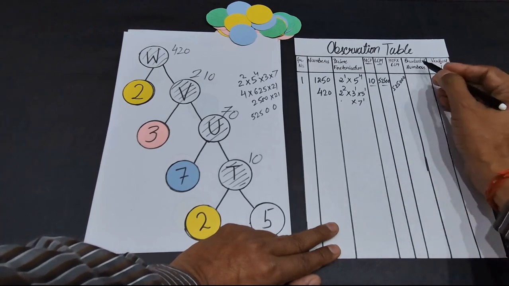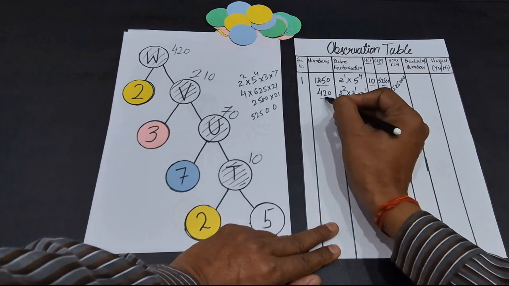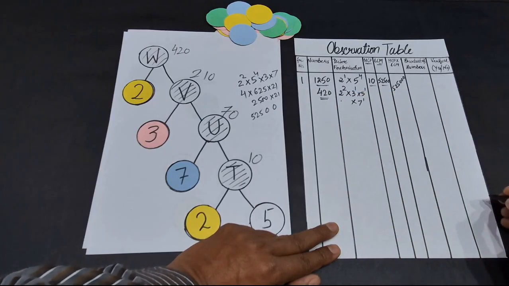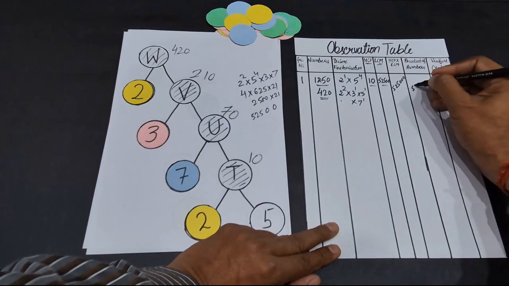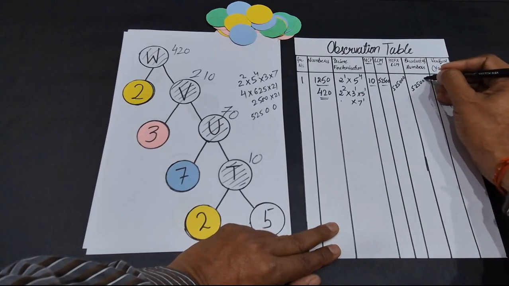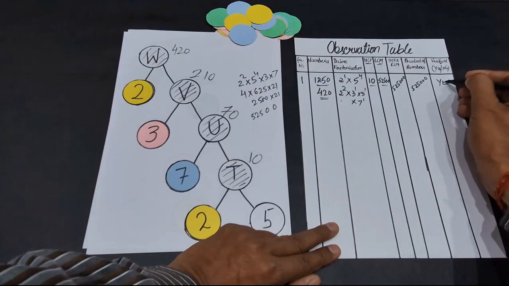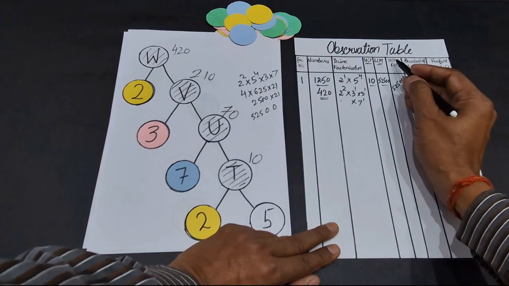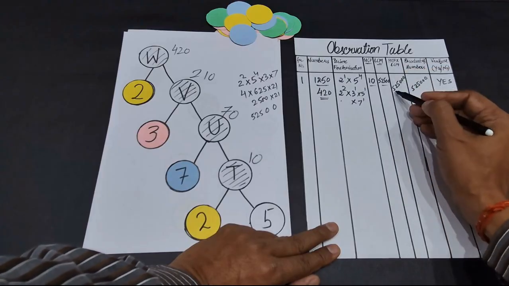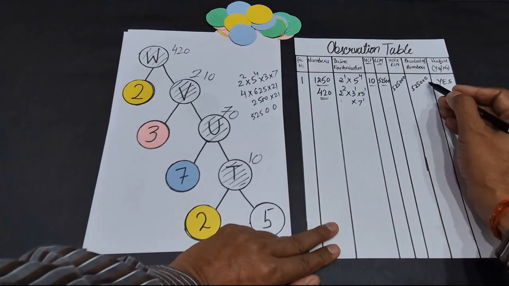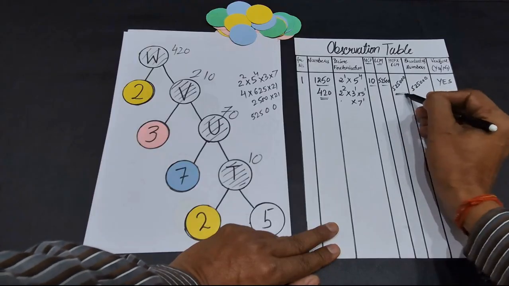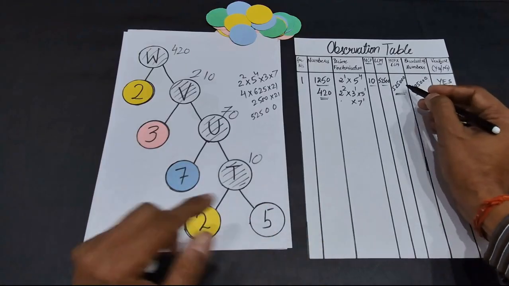52500, and the product of the numbers 1250 and 420 will again come out to be the same number, 52500. And yes, the property is verified that the product of HCF and LCM is actually equal to the product of numbers, thereby giving you the same number in these two columns.